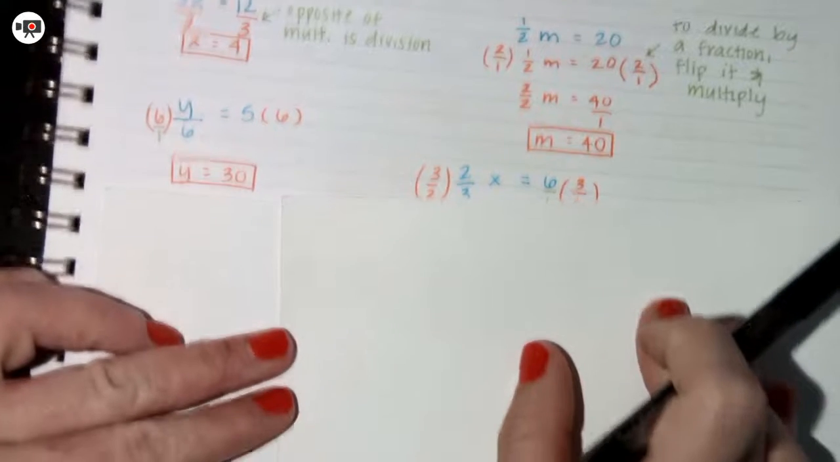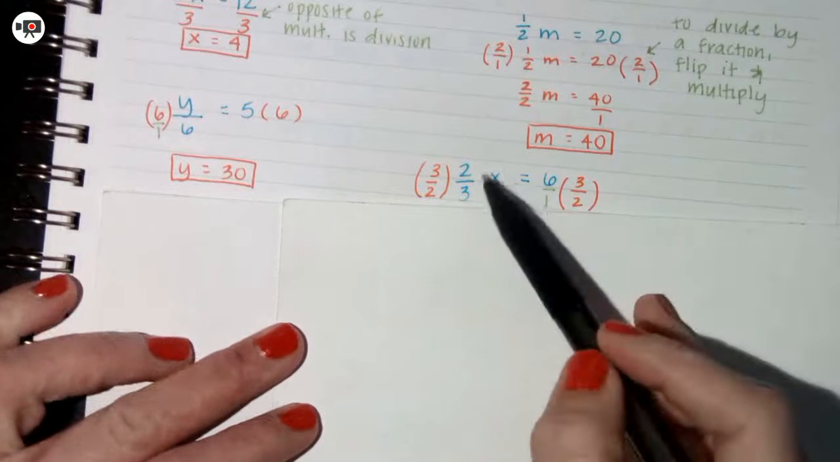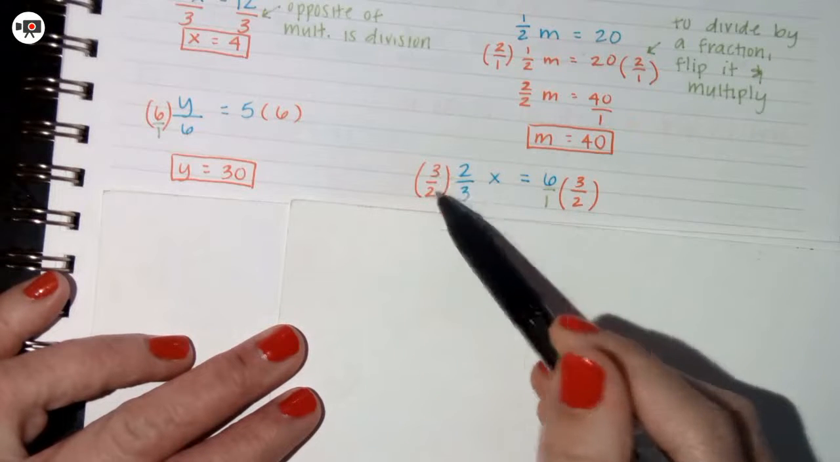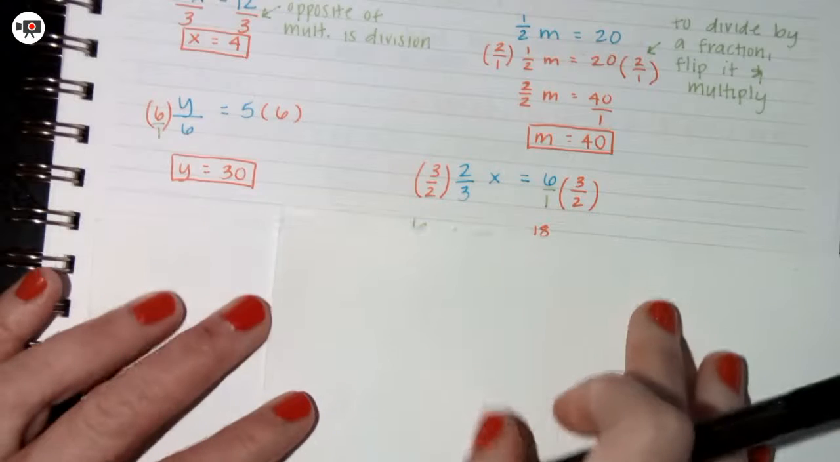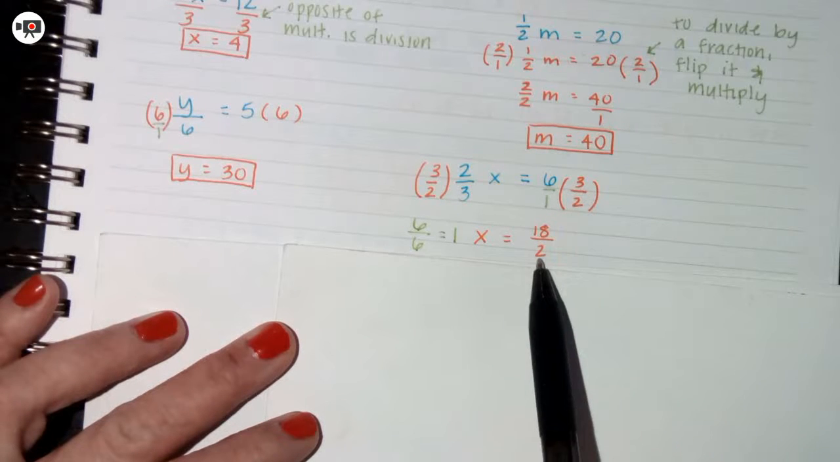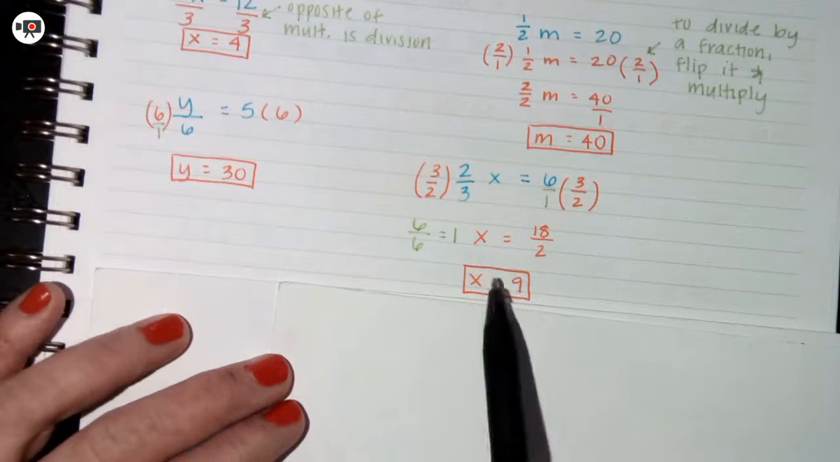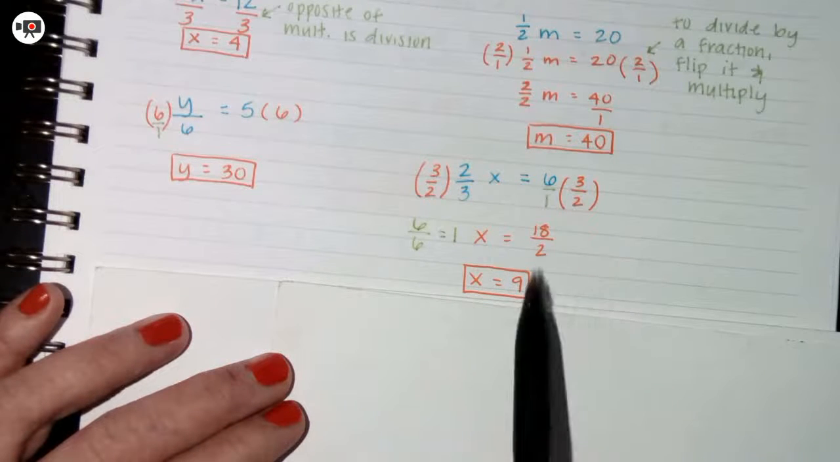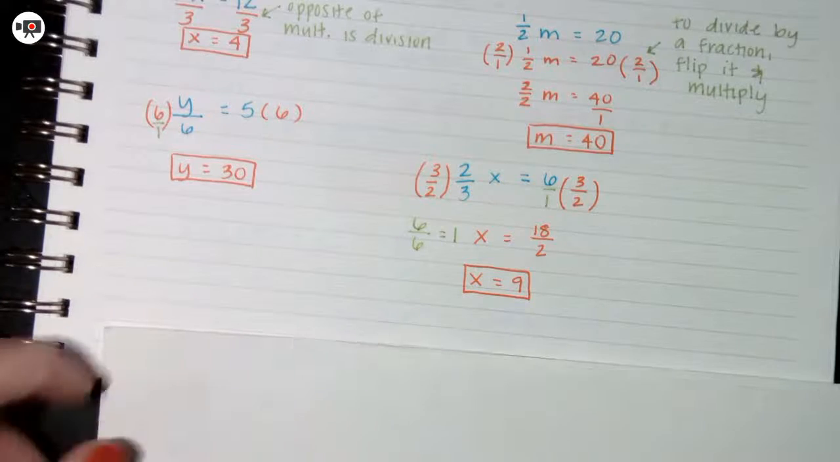And I have 2/3 x equals 6. Again, to divide by a fraction, you multiply by the reciprocal. What you do to one, you have to do to the other. So 6 times 3 is 18, 1 times 2 is 2, and we get 6 over 6, so that's how we know the left side is gone, and 18 over 2 reduces to 9.